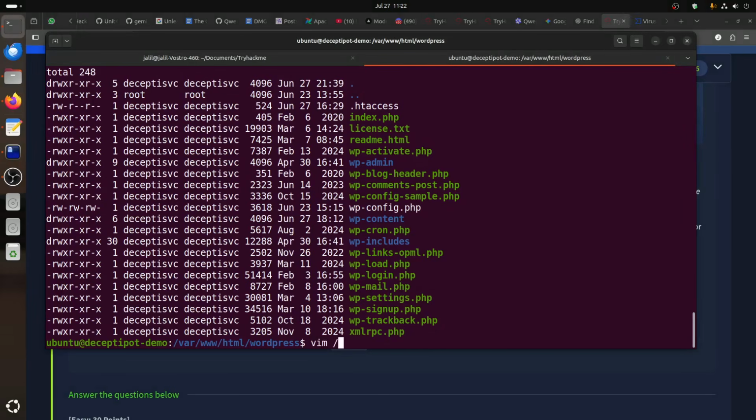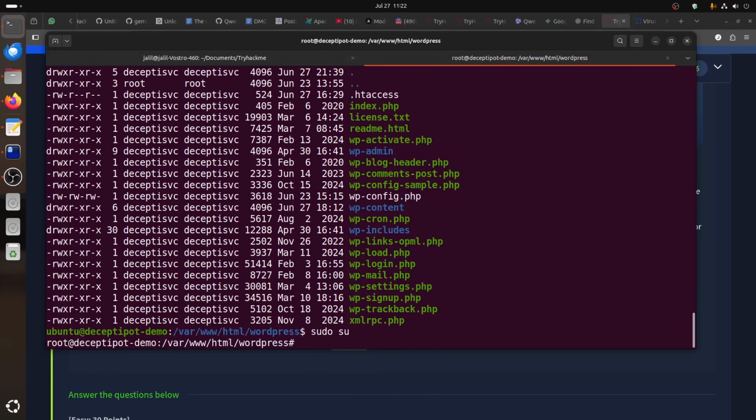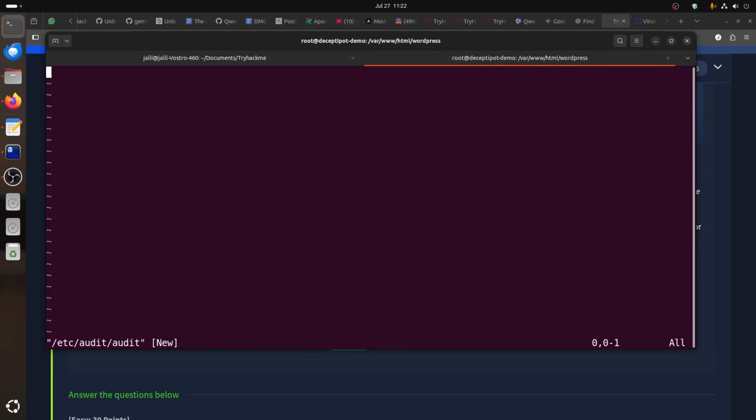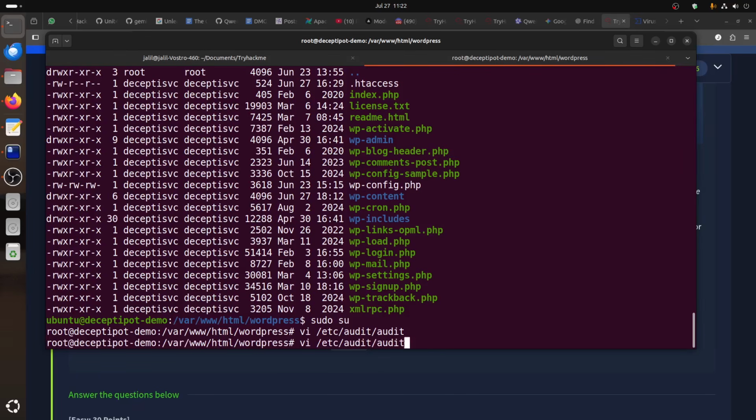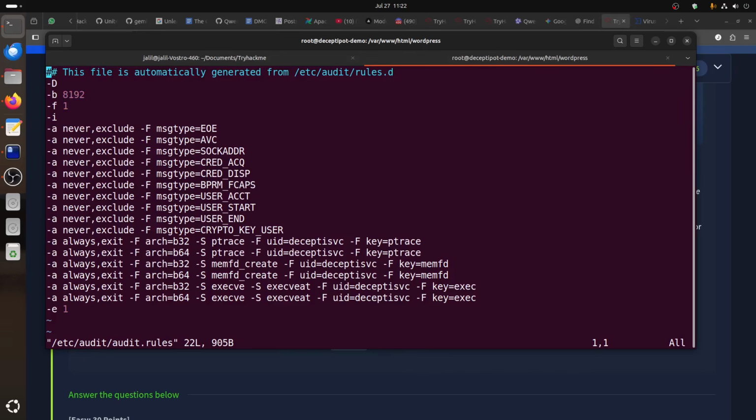So if you vim /etc/audit, oh, I'm not root. Let's switch to root with sudo su. /etc/audit.